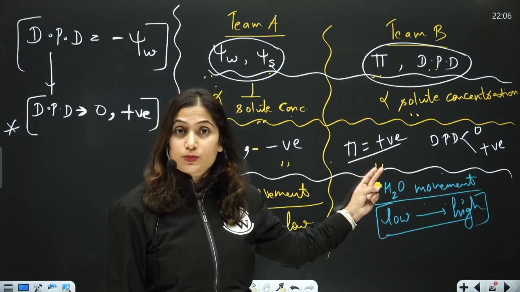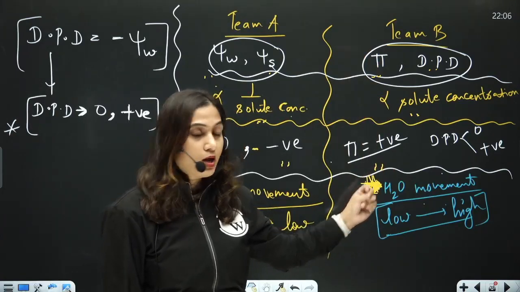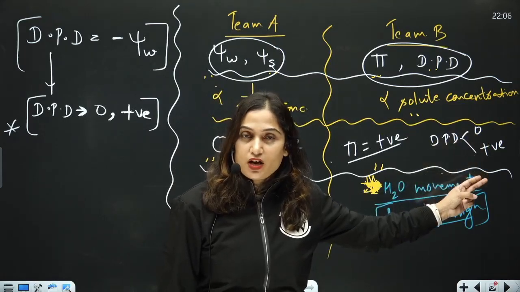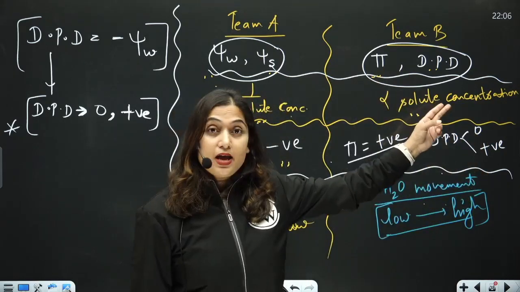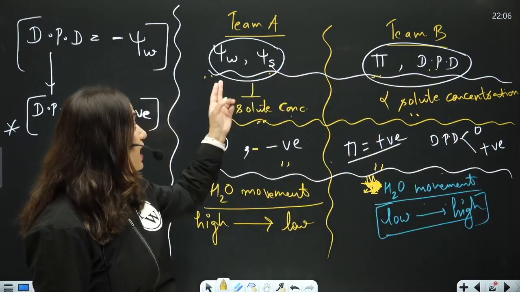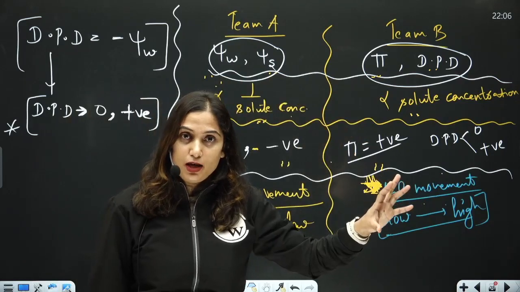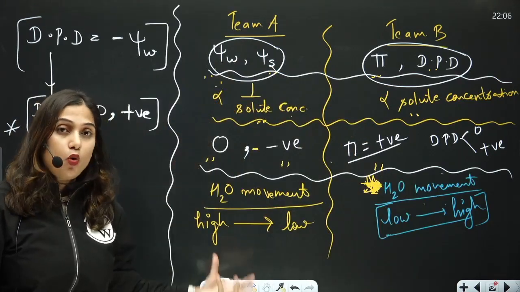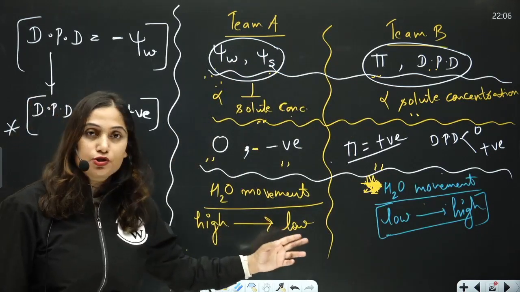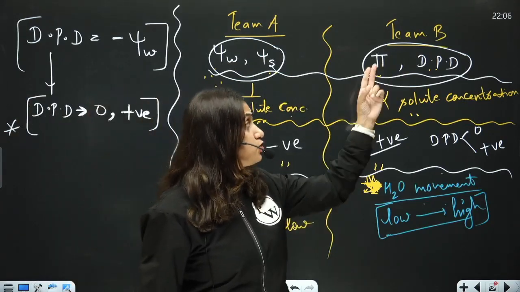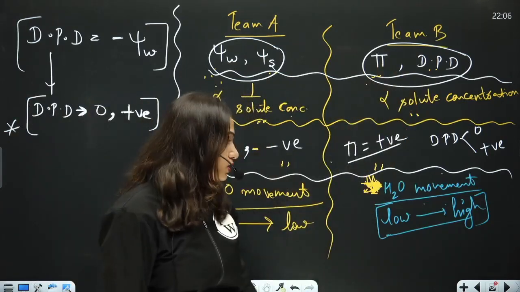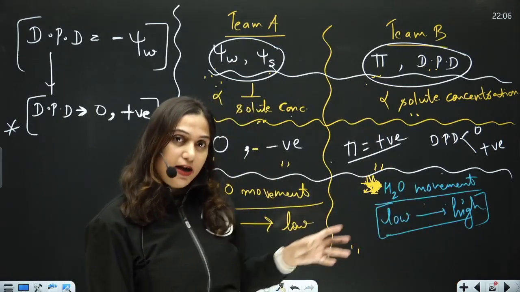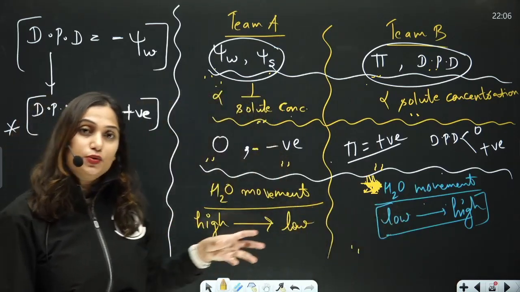But osmotic pressure is generally a positive value. For a living cell, osmotic pressure is not 0, cannot be 0. DPD for a cell can be 0 or it can be a positive value. That means DPD and pi are positive values, but psi W and psi S are negative values. In context to psi W and psi S, water movement occurs from high to low. But in context to pi and DPD, water movement occurs from low DPD to high DPD, from low pi to high pi. Here, from high water potential to low water potential.